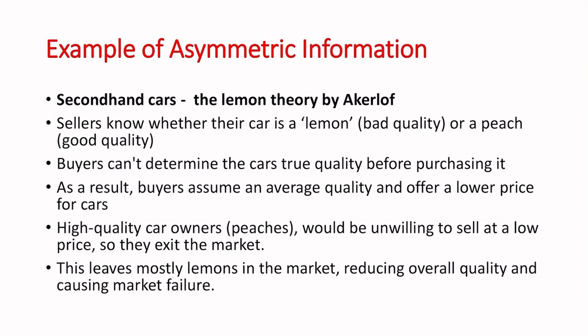Let's talk about an example of asymmetric information, and this is the lemon theory by Akerlof, which is about second-hand cars. In this theory, sellers know whether the car is a lemon, so a bad quality car, or a peach, which is a good quality car. Buyers can't determine the car's true quality before purchasing it. As a result, buyers assume an average quality and offer a lower price for cars. So now the high-quality car owners, the peaches, would be unwilling to sell at a low price, so they get driven out of the market and they exit. This leaves mostly lemons, the bad quality cars, in the market, reducing overall quality and causing market failure.